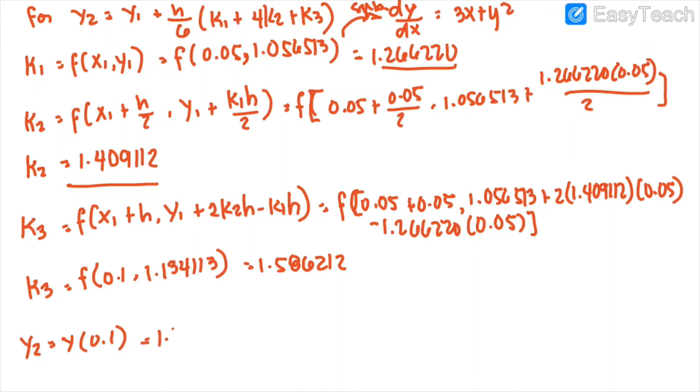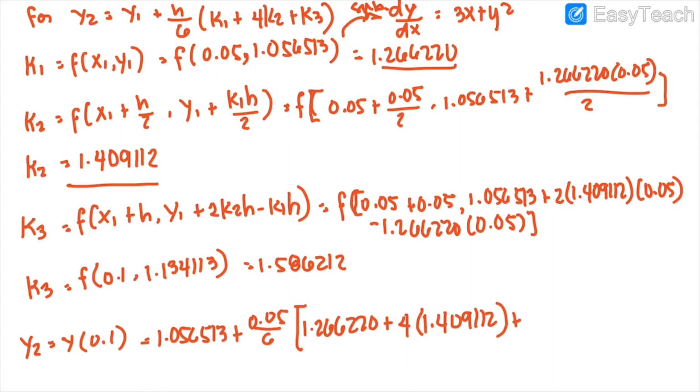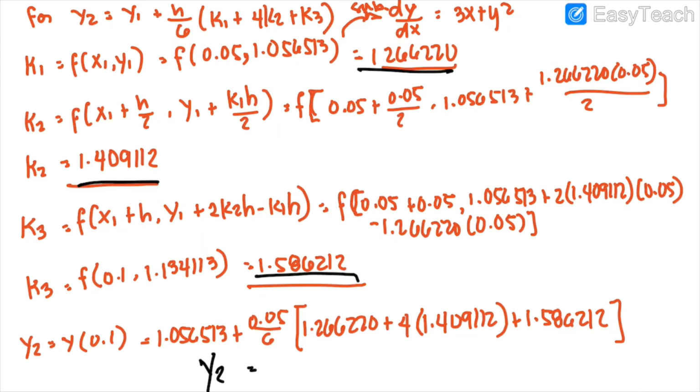That is y1 1.056513 plus h 0.05 over 6, and k1 was 1.266220 plus 4 k2 1.409112, k3 of 1.58612 gives us the value of y2, which is our required for this problem, of 1.127254.